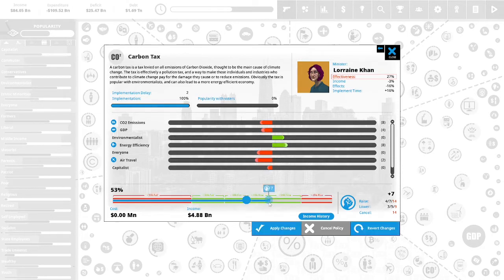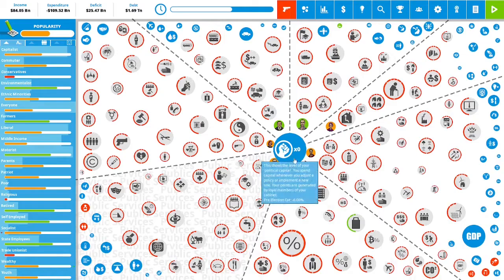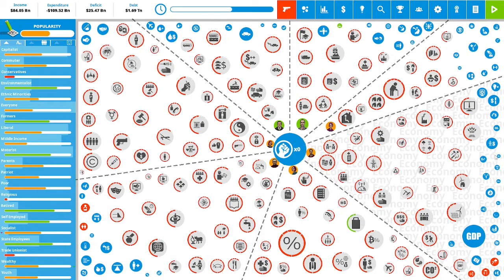We're going to use 7 political capital and we are going to raise this to 64%. We are going to apply the changes. We have 0 political capital, and thus we are at the end of our first term of our fourth year of our second term as Prime Minister of Canada. Let's hit that button. We are now entering the second term of our fourth year of our second term as Prime Minister of Canada. Let's see how we did.